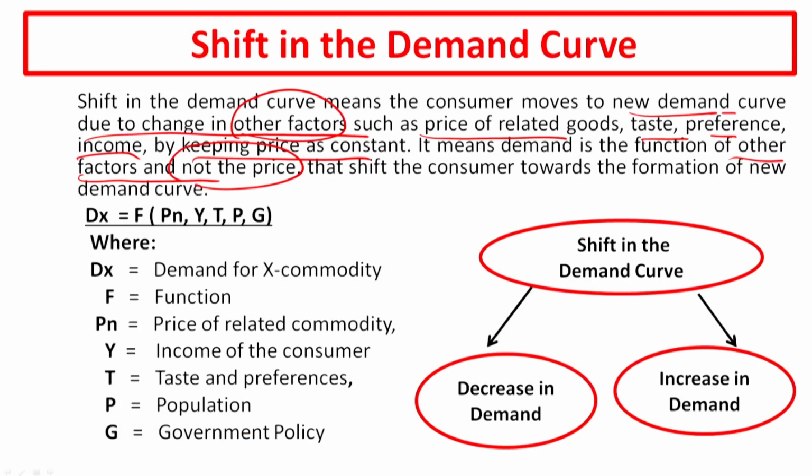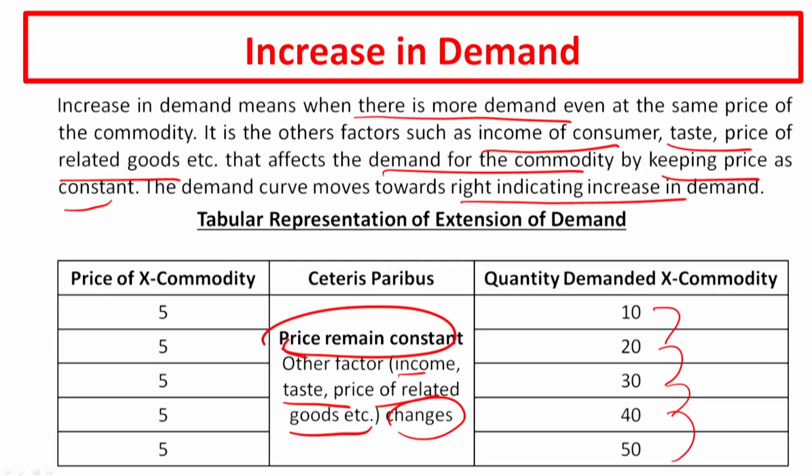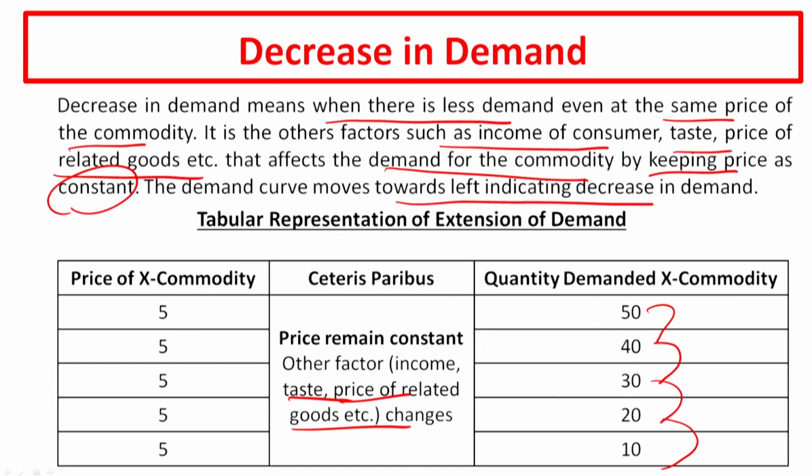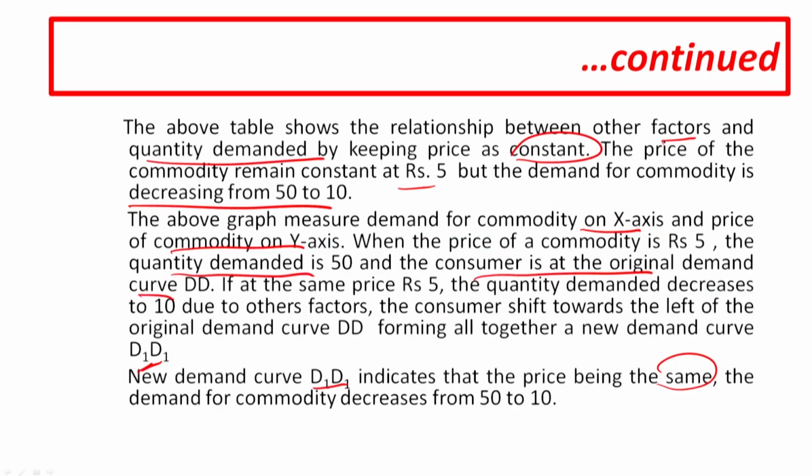Then we talked about the shift in the demand curve, and I showed you the reasons for it, and it is further divided into increase in demand as well as decrease in demand. I showed you a table of it, increase in demand, diagrammatic representation of it, explanation, then decrease in demand, the table, the explanation. So in this session, I tried to provide you more information regarding the demand topic of managerial economics.